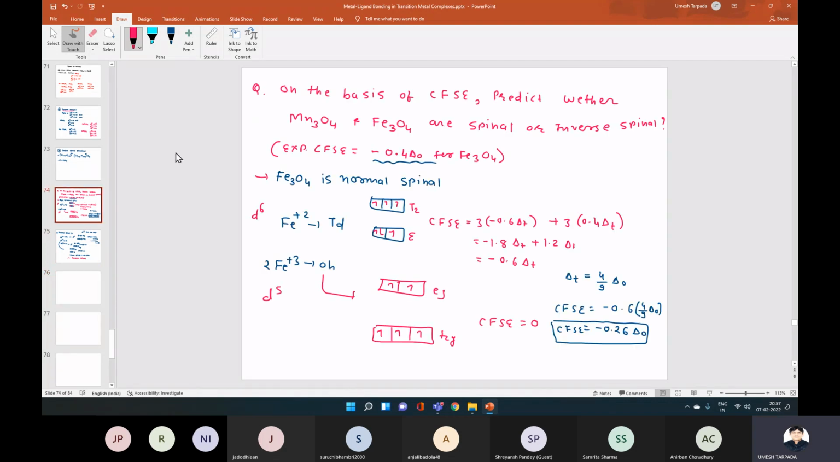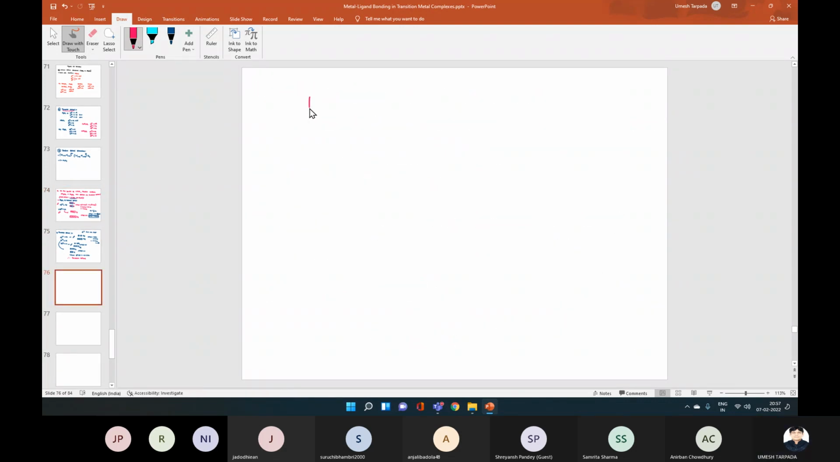In the same way, you can go for Mn3O4. What can you do? Mn3O4 has one Mn2+ and another Mn3+. This is the normal spinel, so we directly go: this is in a tetrahedral and this is in an octahedral. It is a normal spinel, let us prove it. So tetrahedral means it's a d5 system and this is d4. So in a d5 system, how much CFSE will come? 0. What happens in d4?